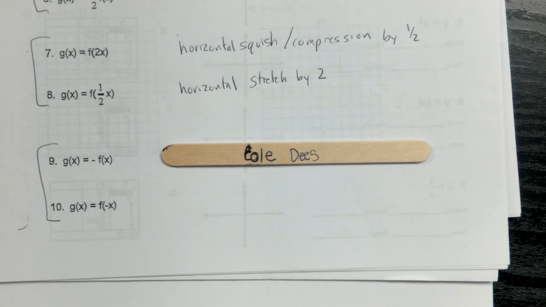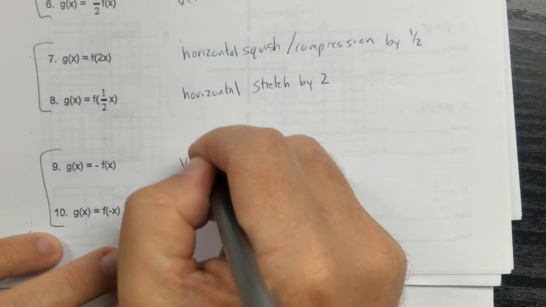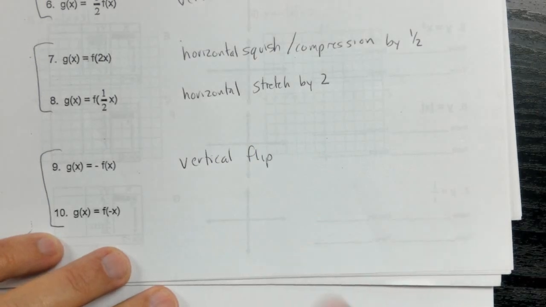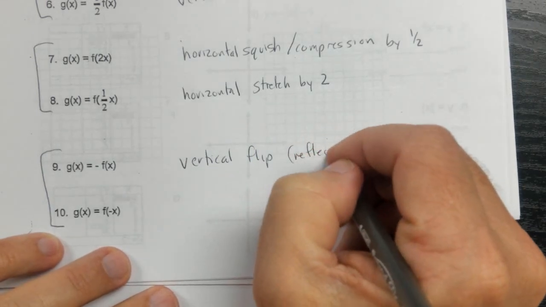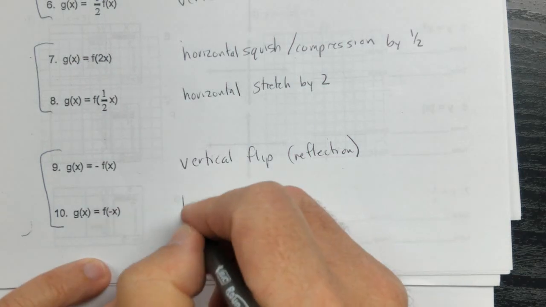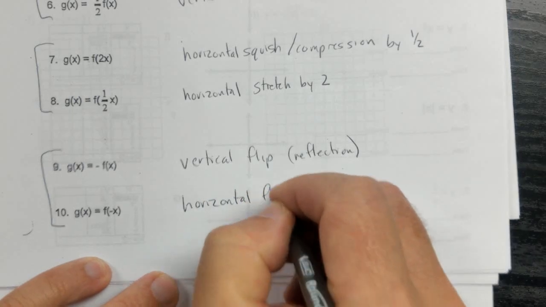Which way does it flip it? This way or this way? Yes. So we'll say that is a vertical flip. Vertical reflection would be the fancy way to say that, but flip is what most people think when they see that. It flips it over. What do you think the negative on the inside does? It flips it horizontally. Horizontal flip.